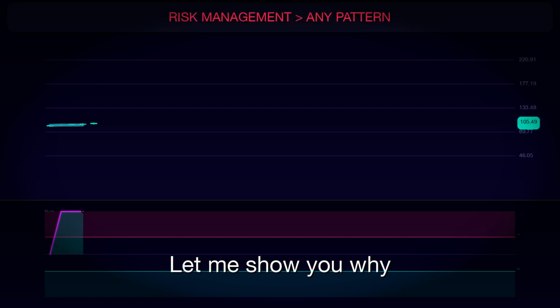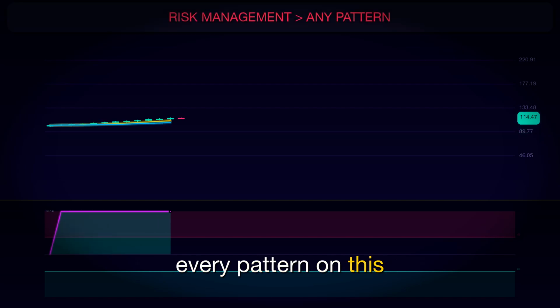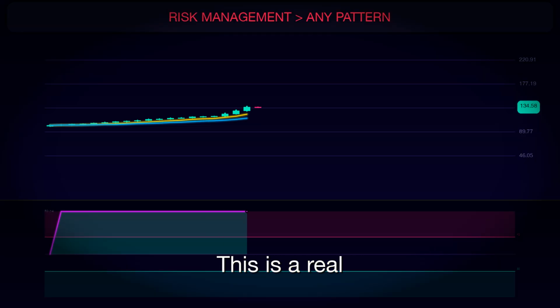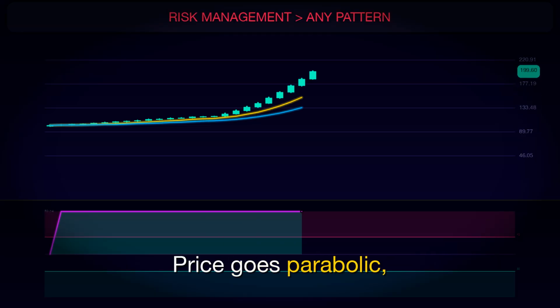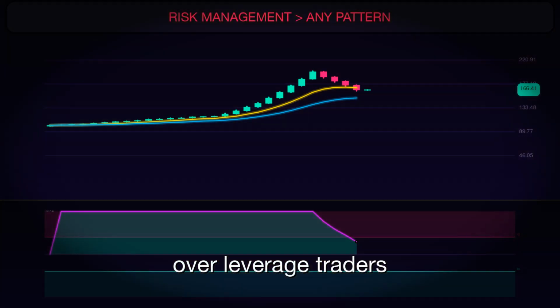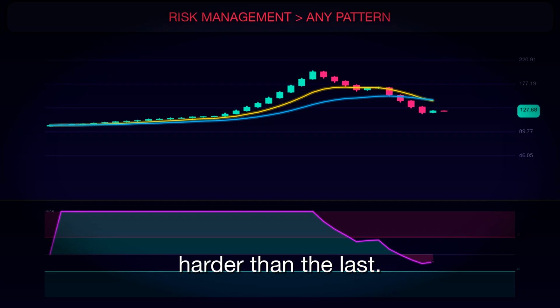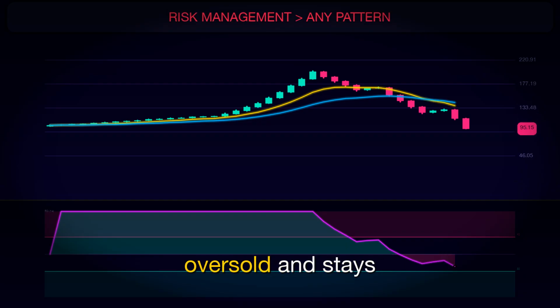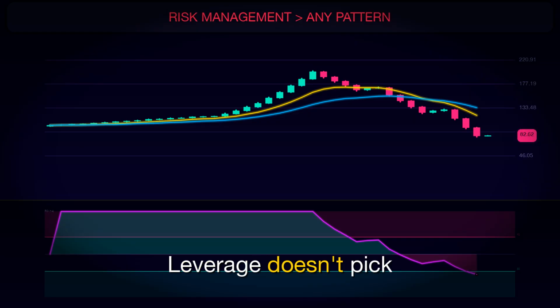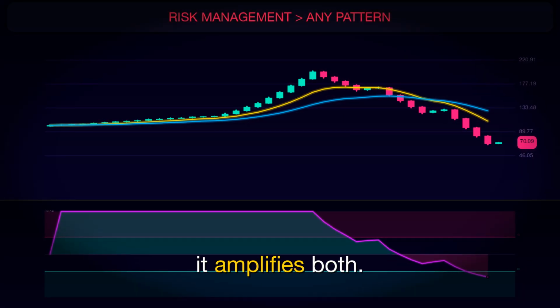Let me show you why risk management beats every pattern on this list. This is a real liquidation cascade. Price goes parabolic, over-leveraged traders pile in, then it cracks. Each bounce gets sold harder than the last. RSI crashes into oversold and stays there. Leverage doesn't pick a side, it amplifies both. The traders who survive aren't the ones with the best patterns. They're the ones who size positions so one bad trade can't wipe out their account.